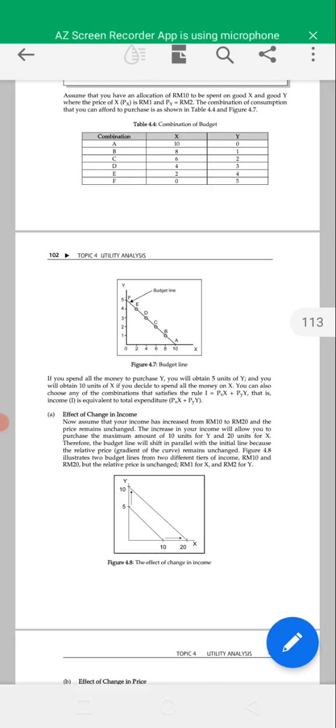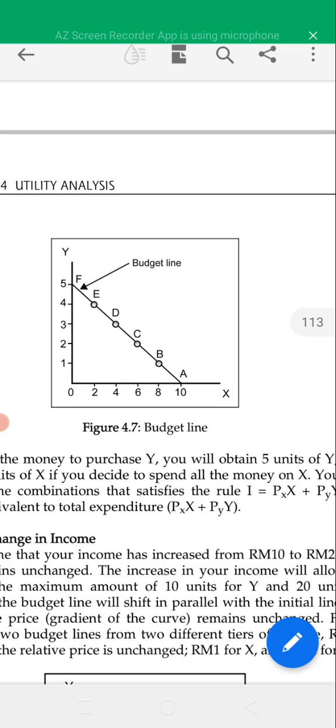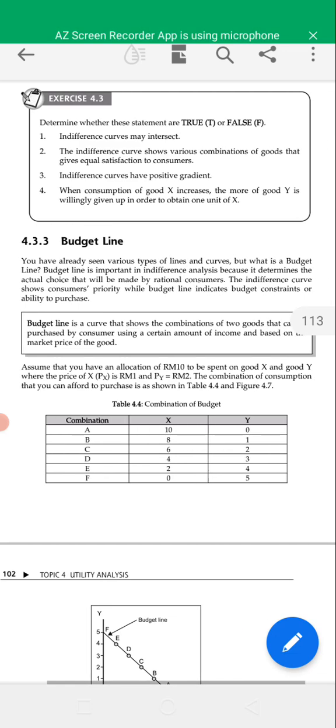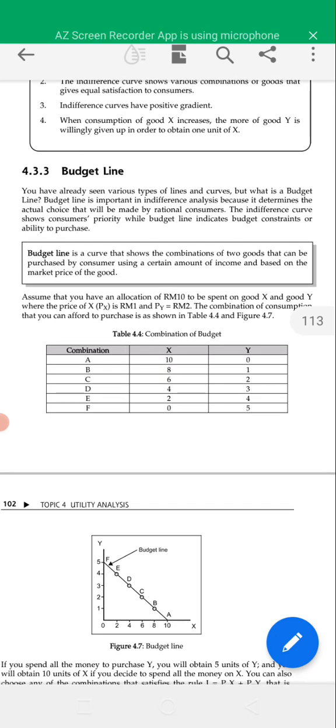So the budget line, please, whatever points are inside the budget line are attainable. Whatever points are above the budget line are not attainable. So the only two parts of the budget line that are attainable is the ones inside or the ones on the budget line. But the ones on the budget line means you spend, it's a combination of two goods that you spend all your money. Okay, that's the definition. Coming back here, it says the budget line is simply a curve that shows combinations of two goods that can be purchased by a consumer using a certain amount of income and based on the market price. So it's using all your income that is on the budget line.